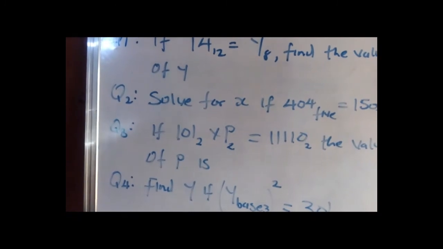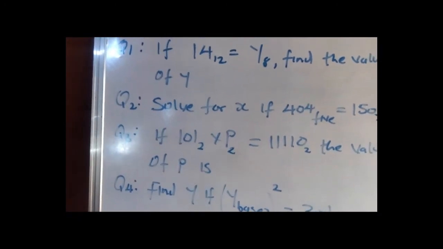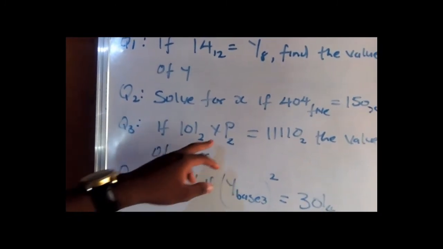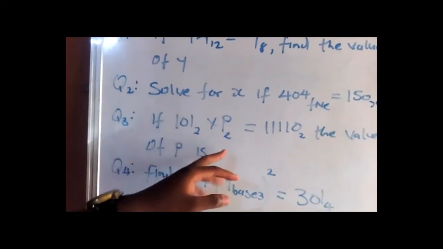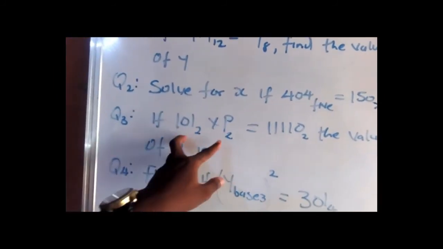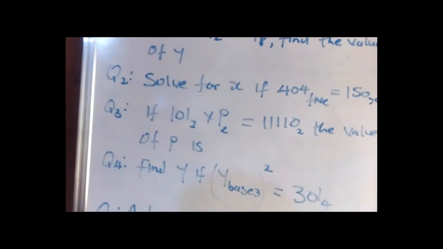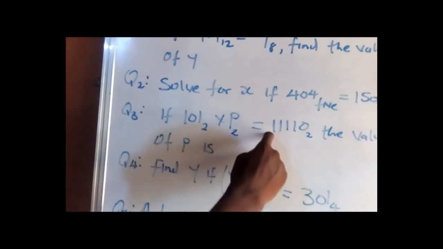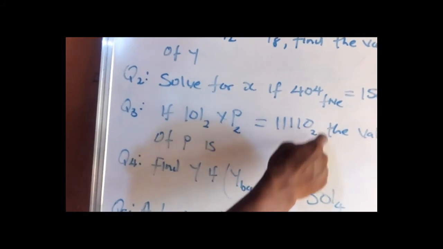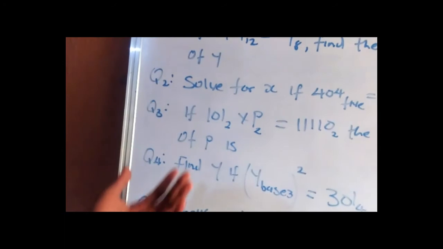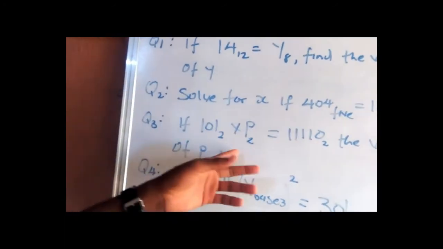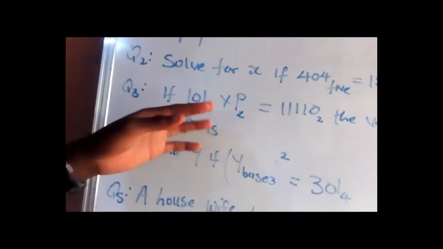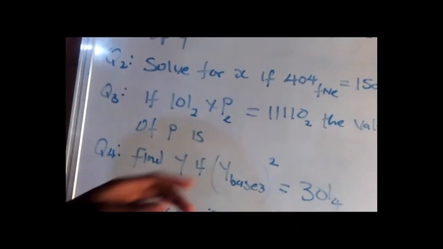So 101 base 2 times p times p times p in base 2, you can actually multiply it. Since it's in base 2, you can divide both sides by 101, and this becomes 11110 base 2 divided by 101 base 2, and then you can convert to base 10 and then convert back to base 2, whatever answer you get. But if you are sure of yourself, you can actually divide it.